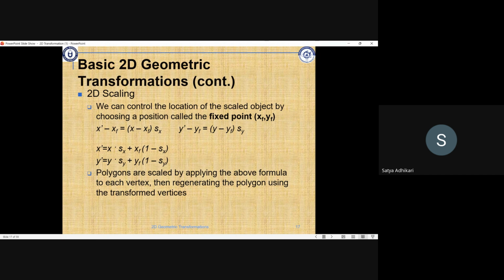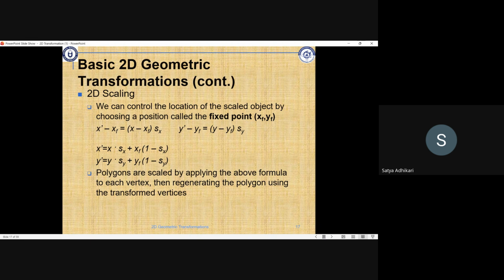We can control the location of the scaled object by choosing a position called the fixed point. So we can also do the scaling with respect to any other point besides the origin. We'll also discuss the lateral side. There is a good example with some graphics. But remember only that we can apply the scaling factor with respect to any point other than the origin, and it is known as the fixed point xf, yf.